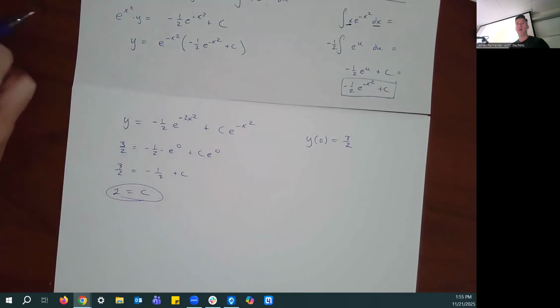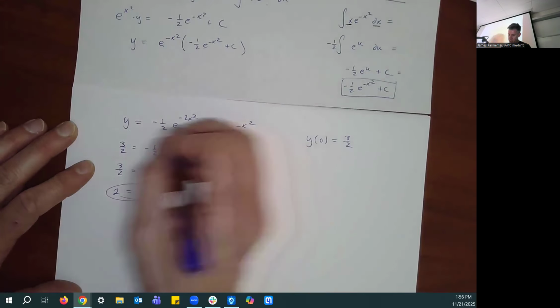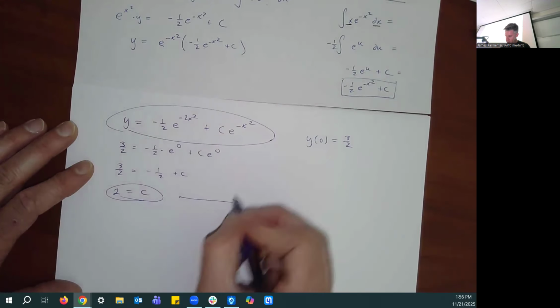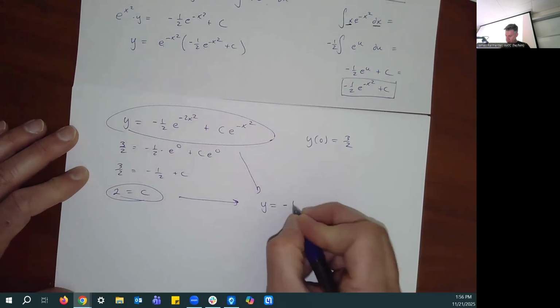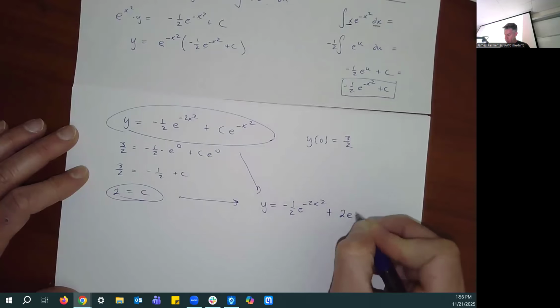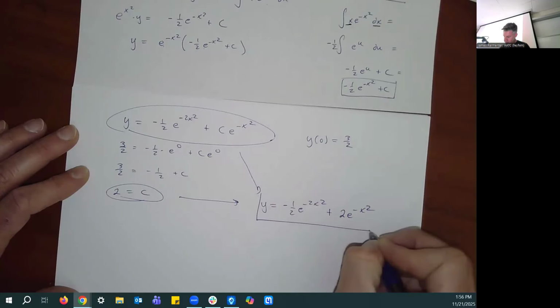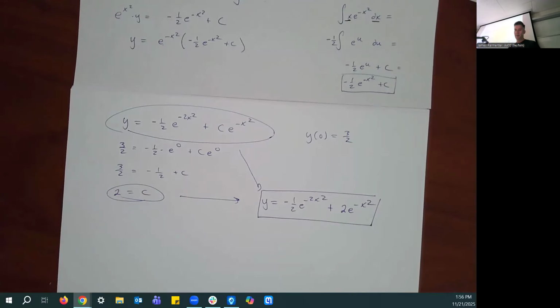Don't stop there. Technically, there's one more thing you have to do, which is go back and rewrite your solution with the c value plugged in. So taking this and this, we're going to get that our actual final solution is going to be negative 1/2 e to the negative 2x squared plus 2 e to the negative x squared. Cool. All right. Yes, that's the final answer.